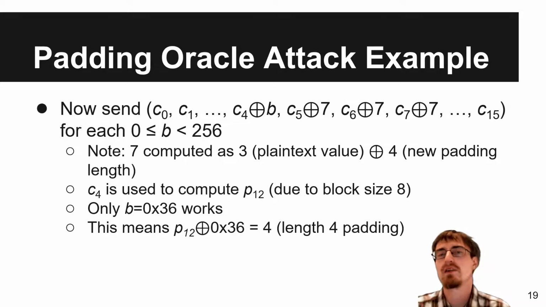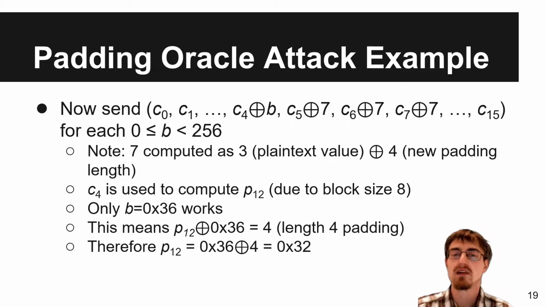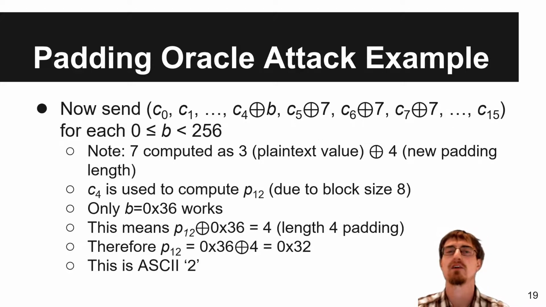We know that if we take the actual plaintext and XOR it with this particular value, we get 4. Because only 4 should work if the padding is 4 bytes long. So we can derive the value, which is hexadecimal 32, or the ASCII character 2. We're leaking more and more information here.